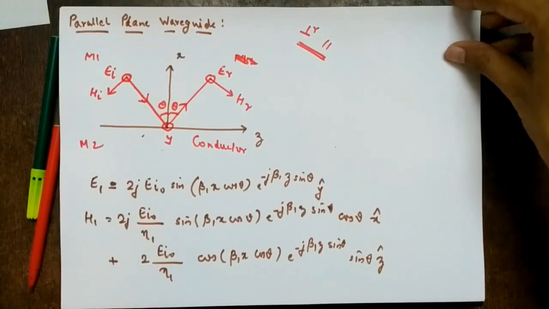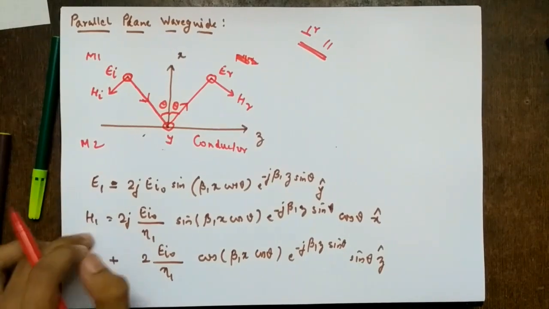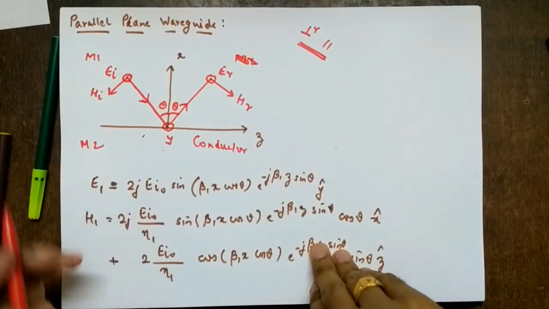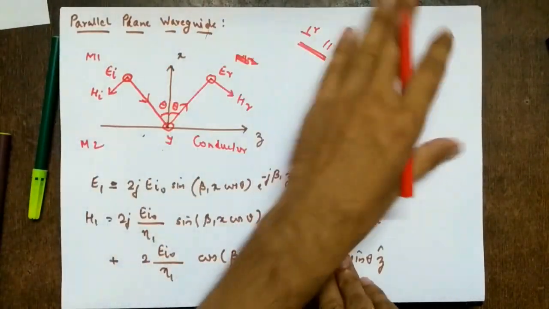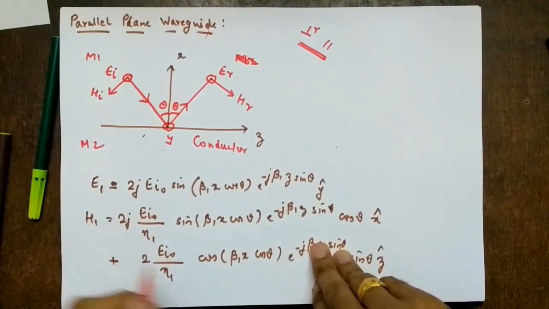So now let's start to analyze the waveguide, right? Again, you don't have to remember these equations. First 2-3 lectures are for understanding purposes only. In fact, parallel plane waveguide is not part of the syllabus, but for understanding rectangular waveguide, we are studying parallel plane waveguide. It is not a part of the syllabus.